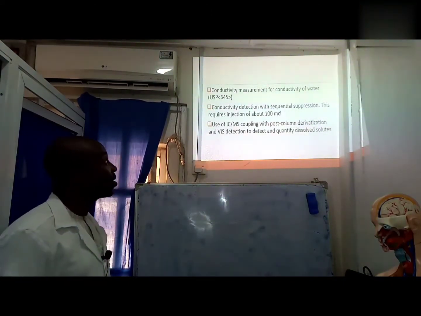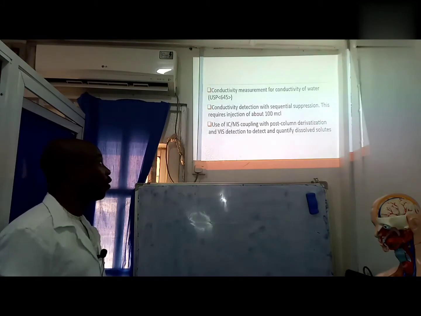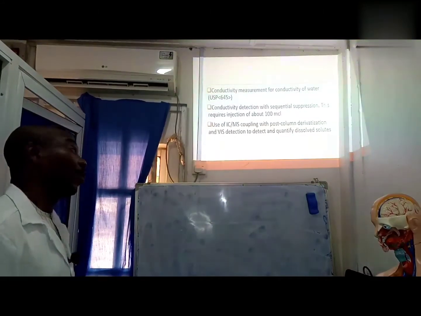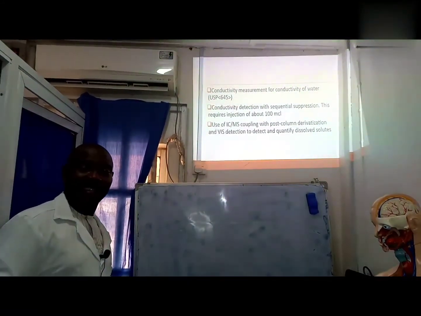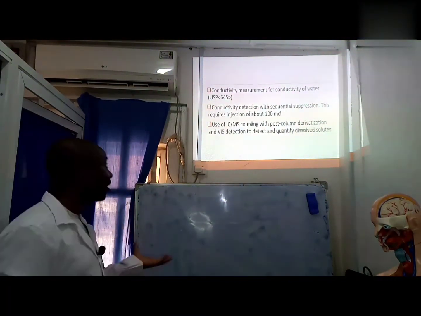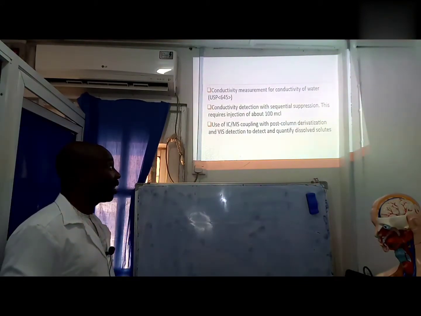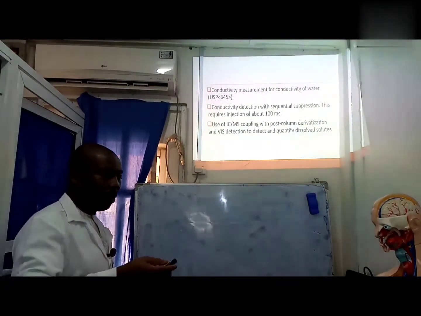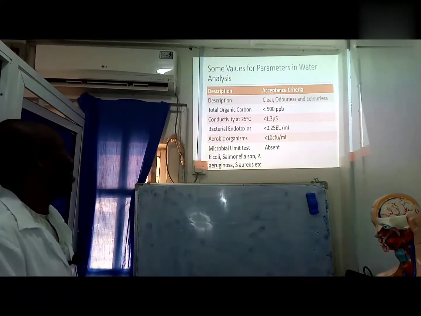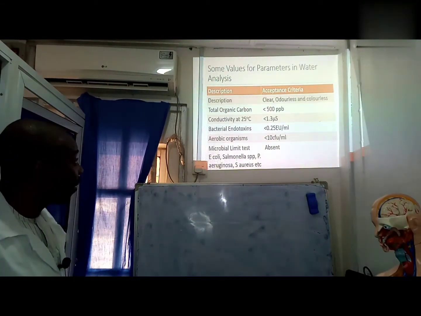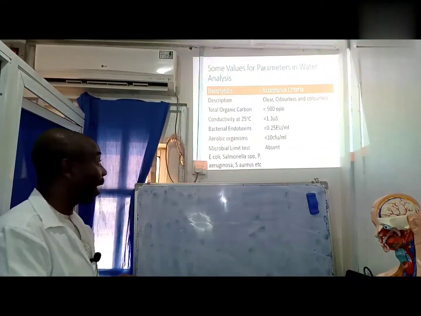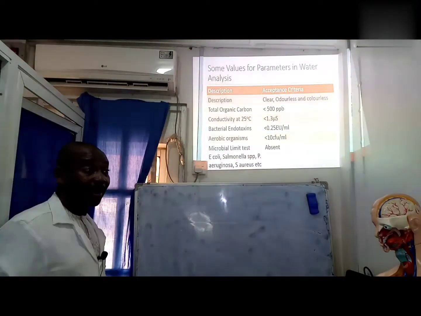Conductivity detection with sequential suppression involves injection of about 100 microliters of water, just a very fractional volume, and the result we need is with us. The use of IC coupled with mass spec, column, and UV-VIS detection to detect and quantify dissolved solids is also a common practice today. Some values for parameters in water analysis are listed here. For instance, the analyst will need to look at all of this and ensure that the result he has, having done all the analysis, complies with what we have in the pharmacopoeia and the standards.